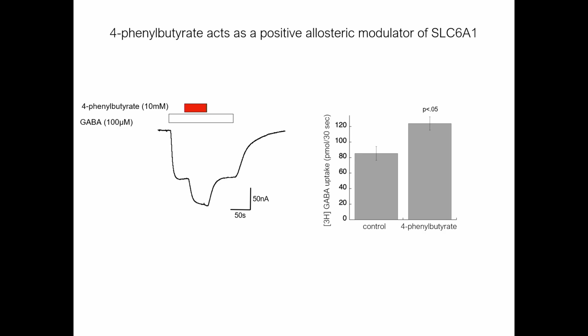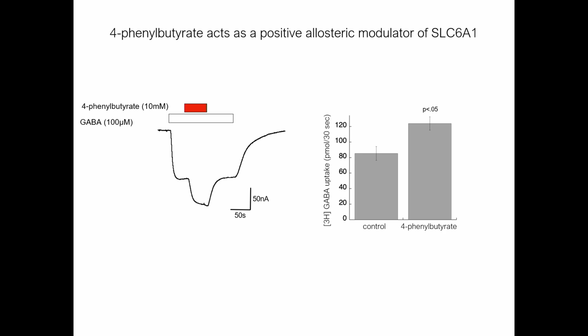And this is an experiment basically showing that phenylbutyrate application to a cell that's expressing human SLC6A1 causes, first of all, I should back up and say this is a voltage clamp recording. When we apply GABA to this cell, you can see there's an inward current that reflects GABA uptake, and there's a charge across the membrane that moves because of movement of two sodium ions and a chloride ion with GABA. And you can see that when we apply GABA, there's this inward current that reflects GABA uptake.